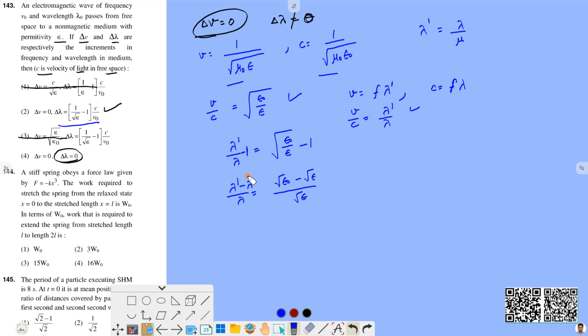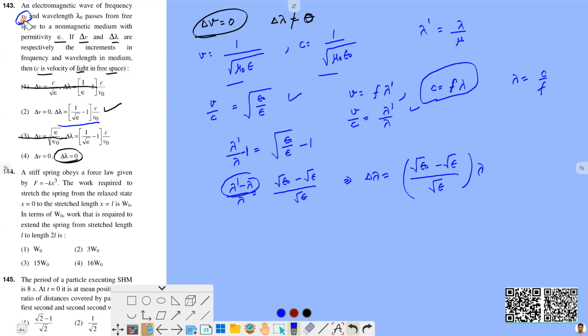Now this upper term can be written as delta lambda. So delta lambda is equal to (under root epsilon naught minus under root epsilon) by under root epsilon, into lambda. Now from this relation, lambda can be written as C by F, where F is the frequency, and in the expression they have taken the frequency as V naught. So lambda can be written as C by V naught.